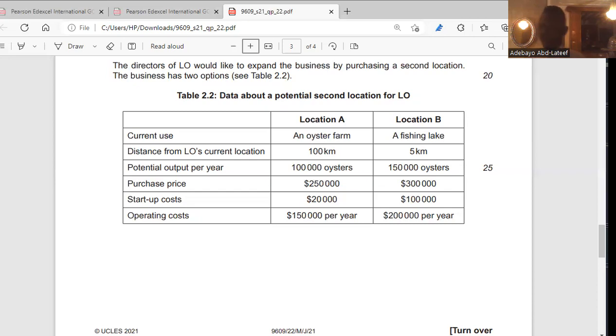Okay. However, the distance is a problem. The distance from LO's location to location A is 100 kilometers, and to location B is 5 kilometers. So transportation cost might be an issue in transporting those oysters or whatever it needs to transport. So LO might incur more cost using location A than location B. Yeah. I think it's clear.